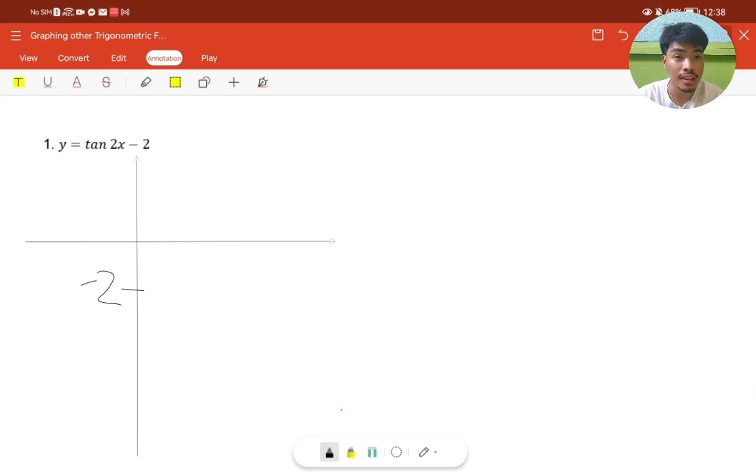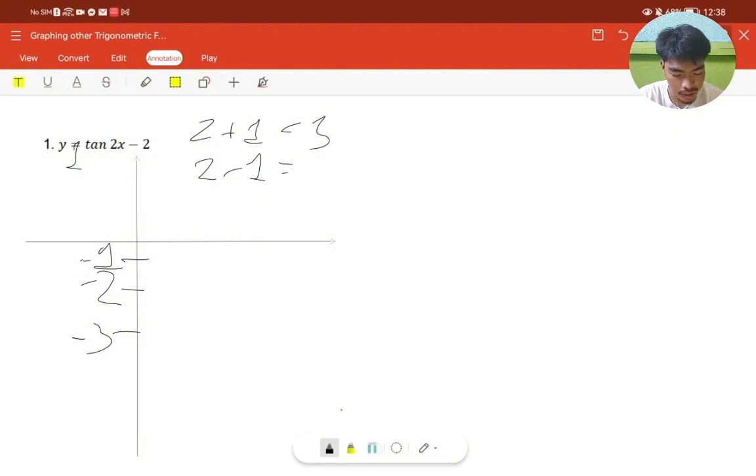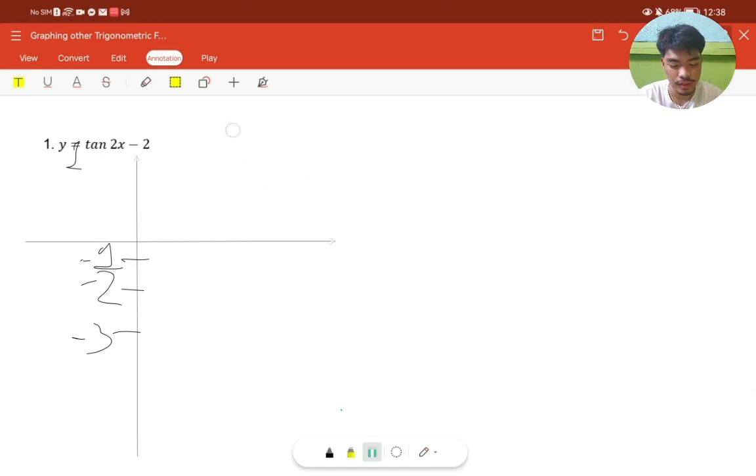So we know that tan is always 1. Put negative 3 here, then add and subtract 1.